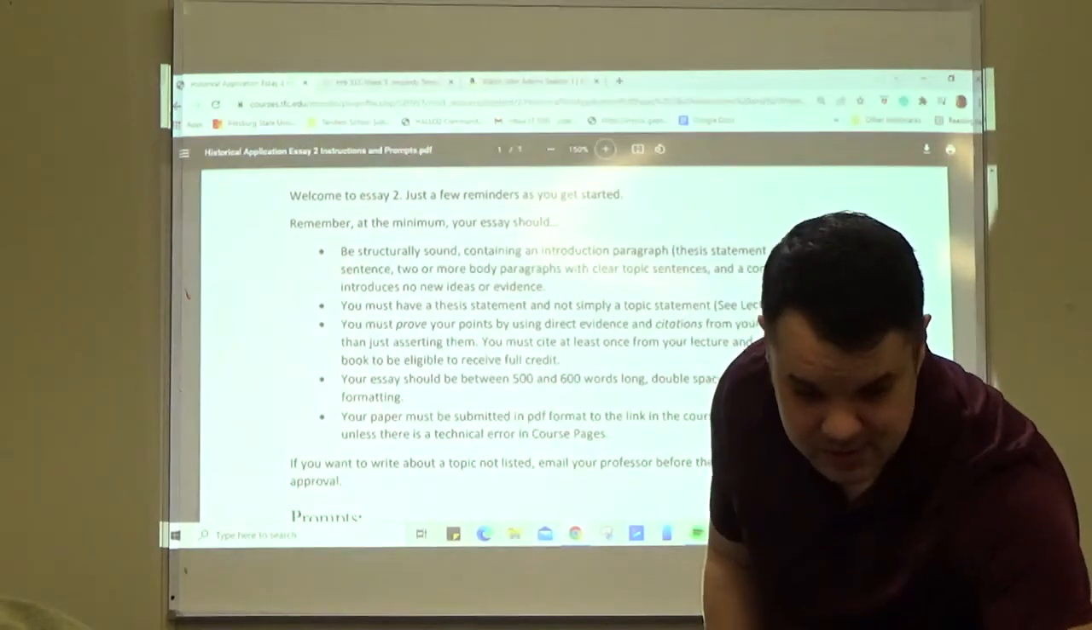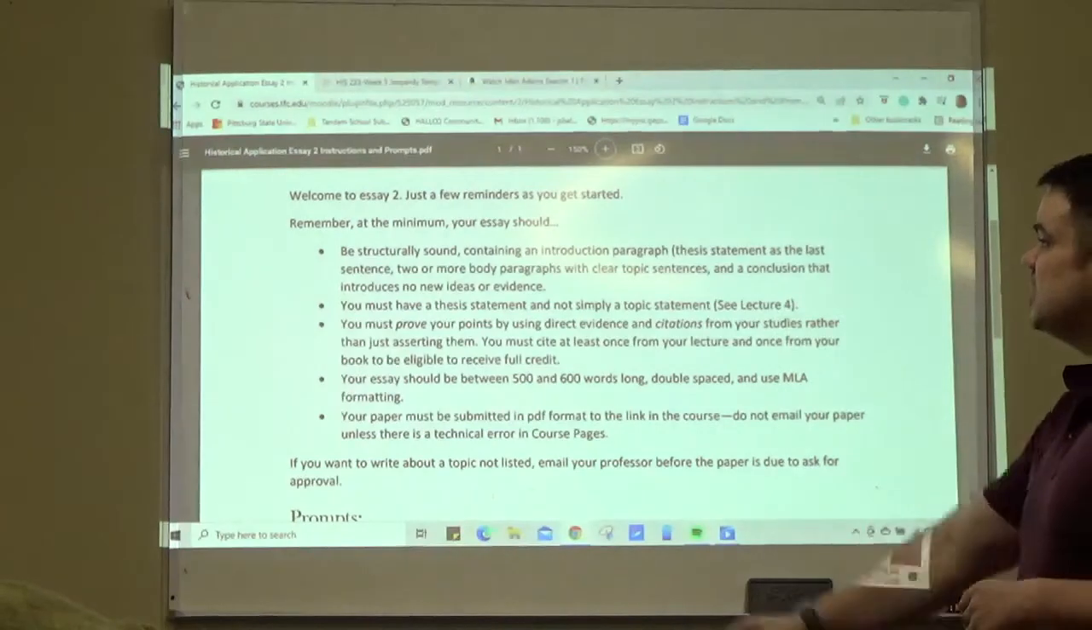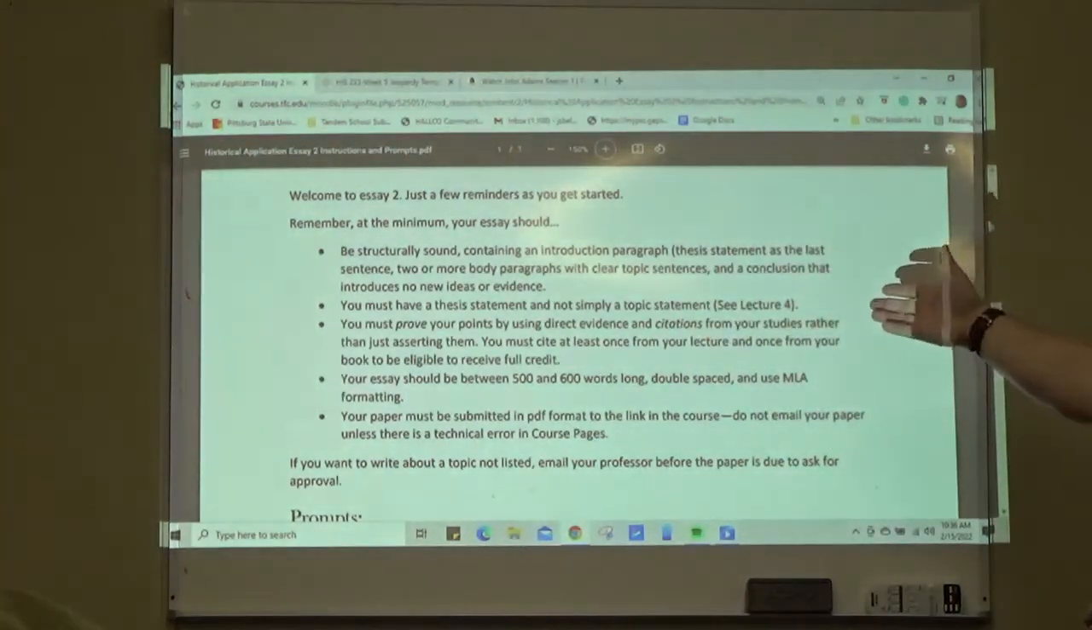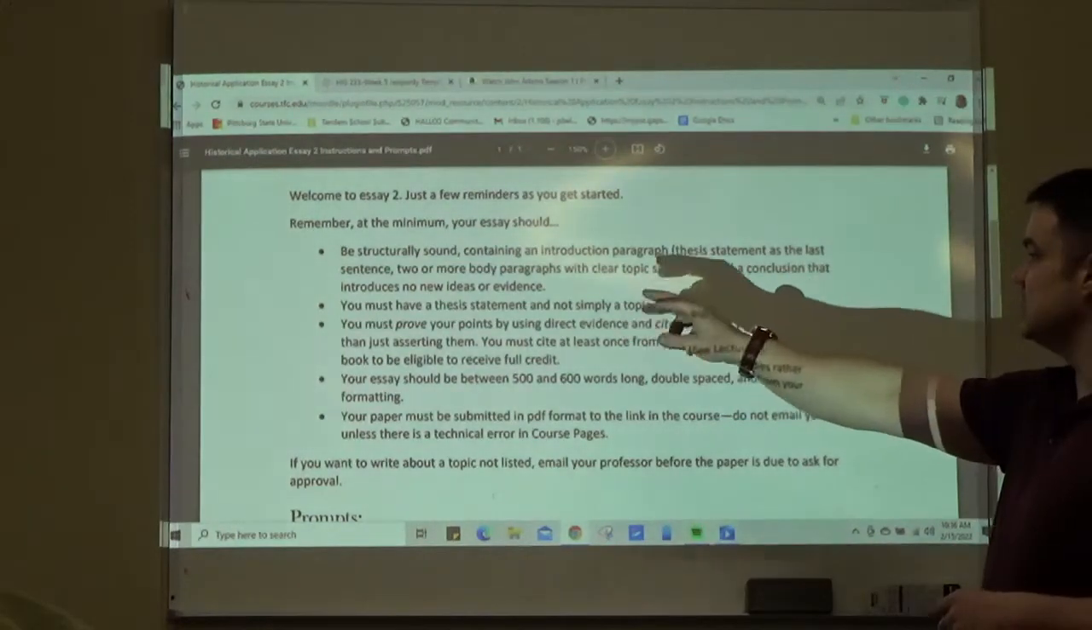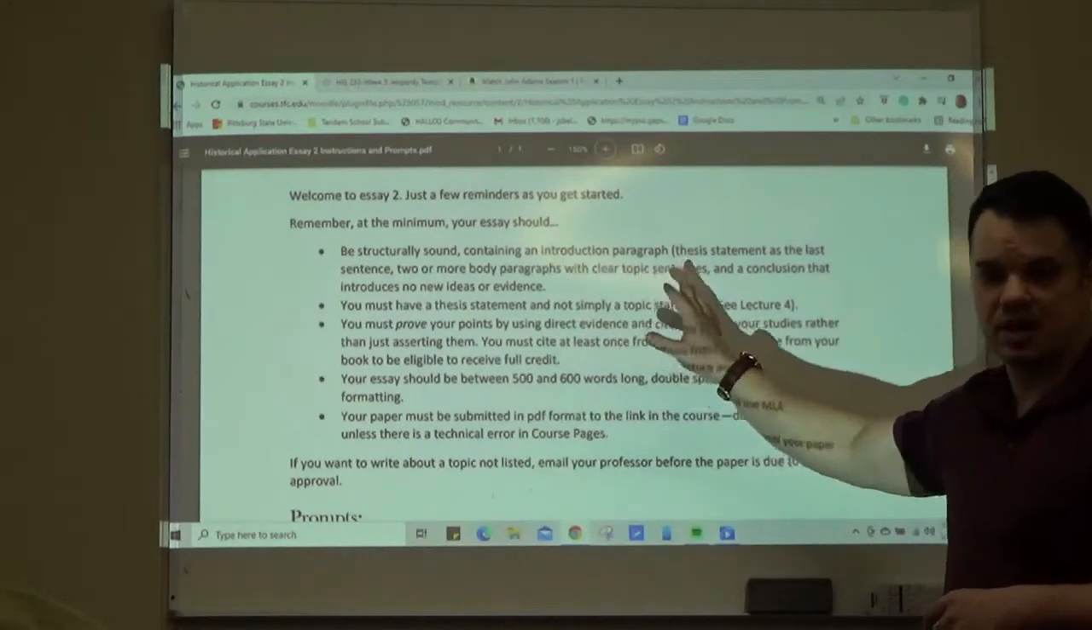Alright, so this pretty much follows the same pattern as essay number 1. We'll go over this. 1, your essay should be at minimum structurally sound. You need an introduction, thesis statement is the last sentence, 2 or more body paragraphs, a clear topic, and a conclusion that introduces no new ideas or evidence.